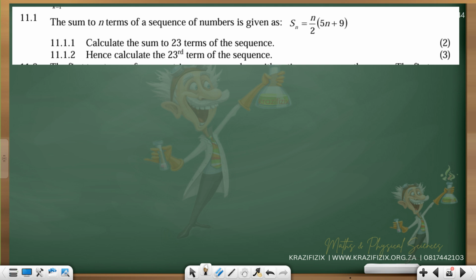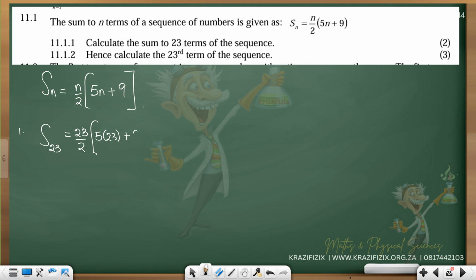Now let's move on. The sum of n terms of a sequence of numbers. This was given yesterday. Now we know that Sn is given as n over 2 times (5n plus 9). So we are told that the formula has been condensed. Calculate the sum to 23 terms of the sequence. Number 1. How many numbers? 23. So my n becomes 23. So we have 23 over 2 times (5 multiplied by 23 plus 9). Put that in a calculator, and we are done with that question.